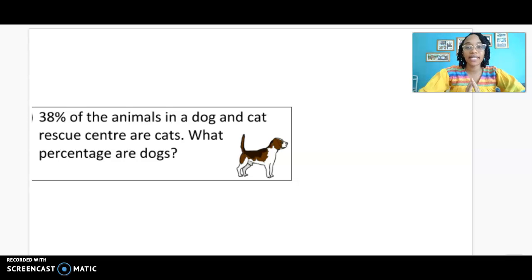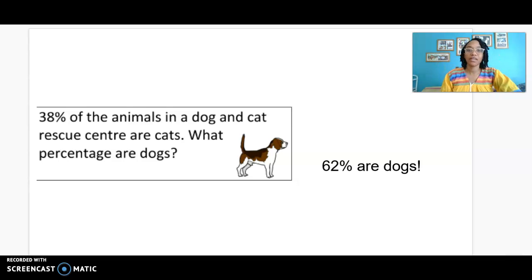38% of animals at a dog and cat rescue center are cats. What percentage are dogs? Okay, so we know 38% are cats. We know there's a certain percentage that are dogs. And we know all together we're looking at the percentage of cats and dogs. When we look at a percent and we're trying to find the total, it's always going to be 100% because percent means out of 100. So think of this as a bar model where the whole bar is worth 100, 38% is cats, and the other percent is dogs. Here, 62% are dogs because we take the whole 100 and we subtract 38.